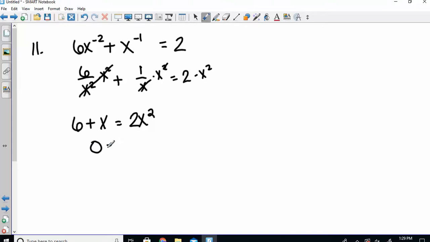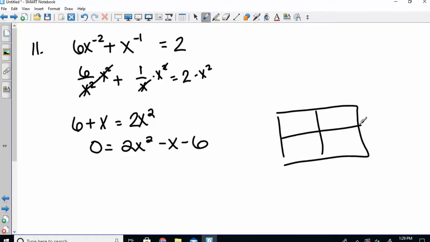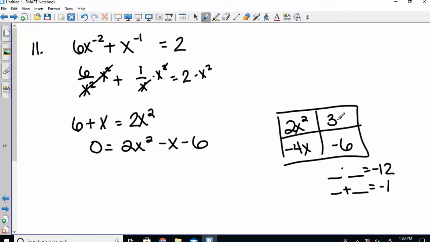So what I would do at this point is put everything on the same side. So now this is really just a box method problem. So I need two numbers that multiply to a negative 12 and add to a negative 1. Negative 4, positive 3.